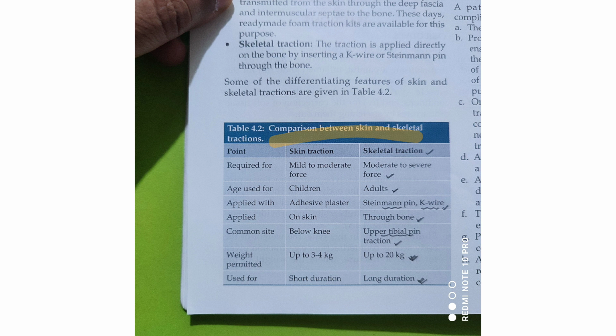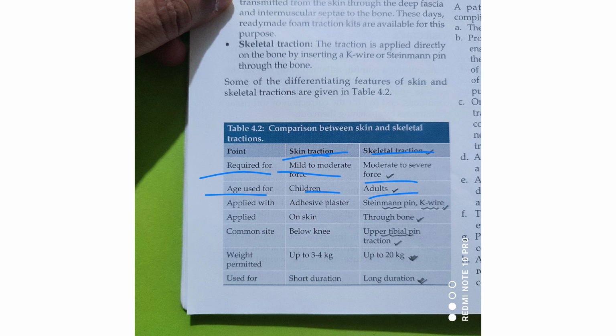Comparison between skeletal and skin traction. Skin traction is required for mild to moderate force. Used for children. Applied with adhesive plaster on skin, commonly below knee. Weight up to 3 to 4 kg. Used for short duration. But skeletal traction is for mild to severe force.